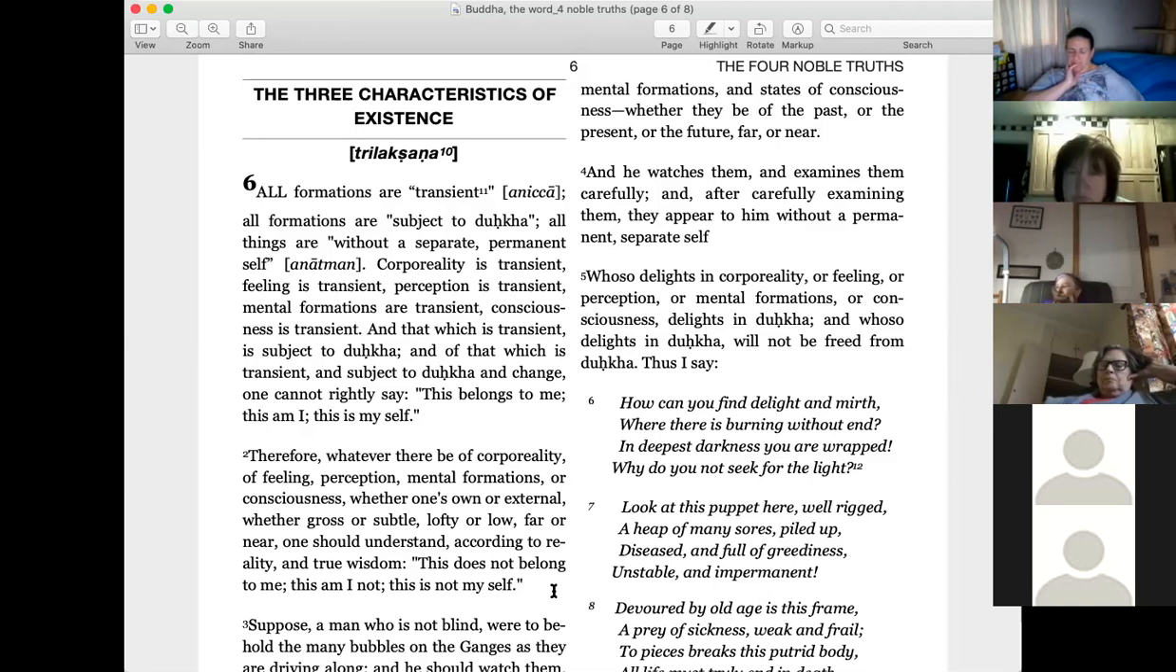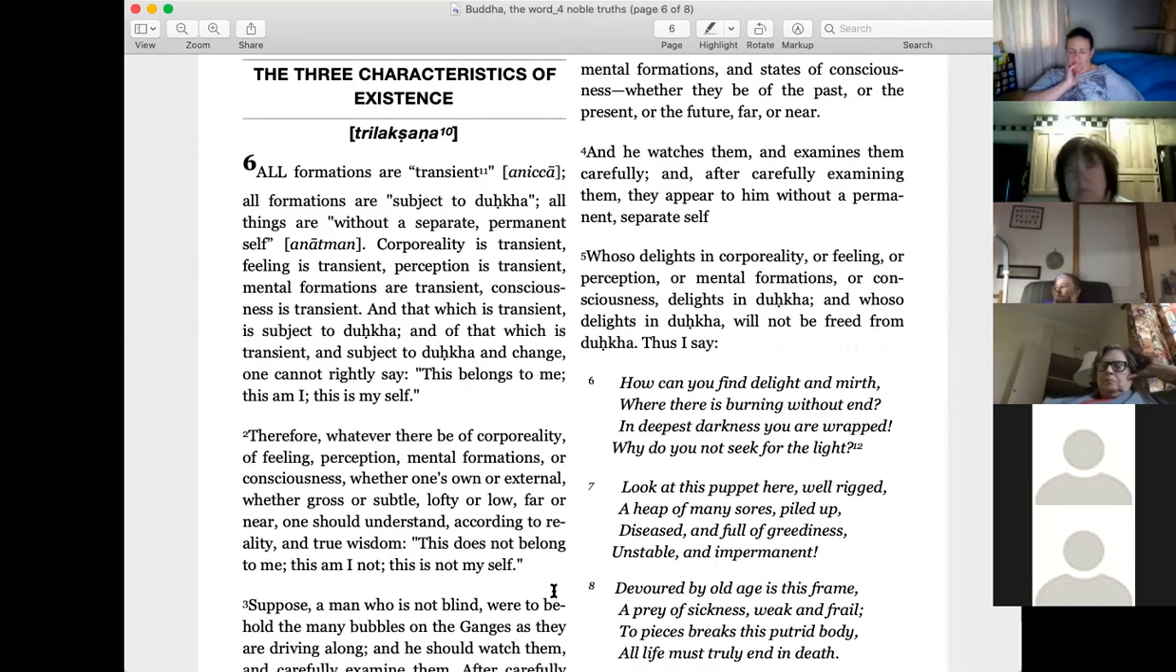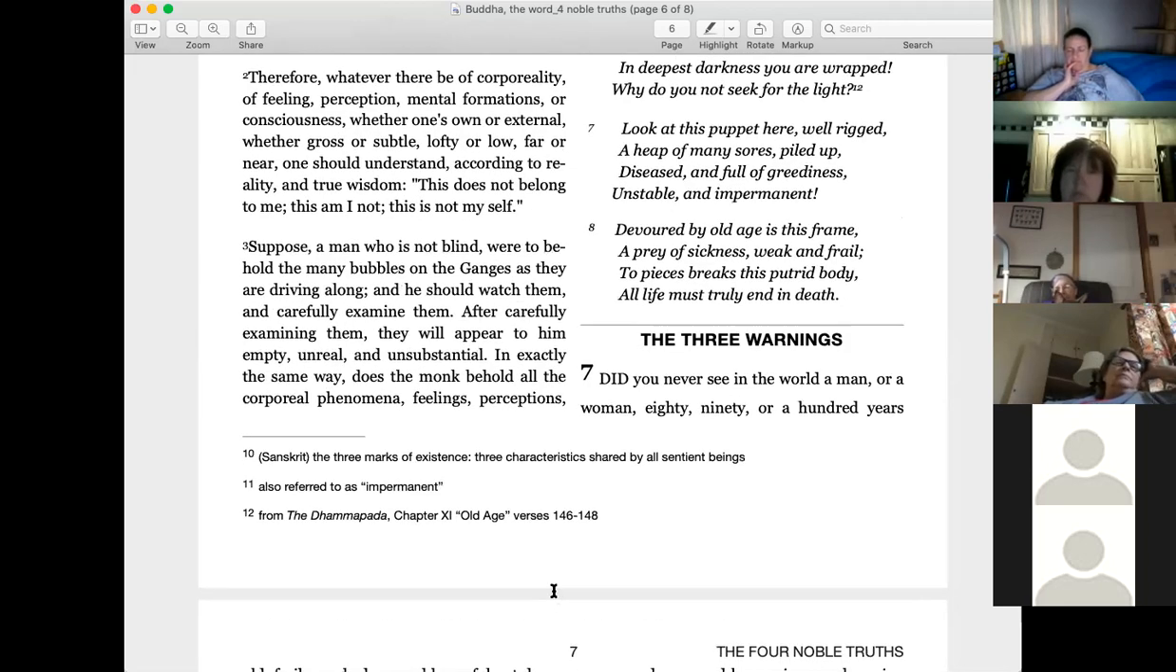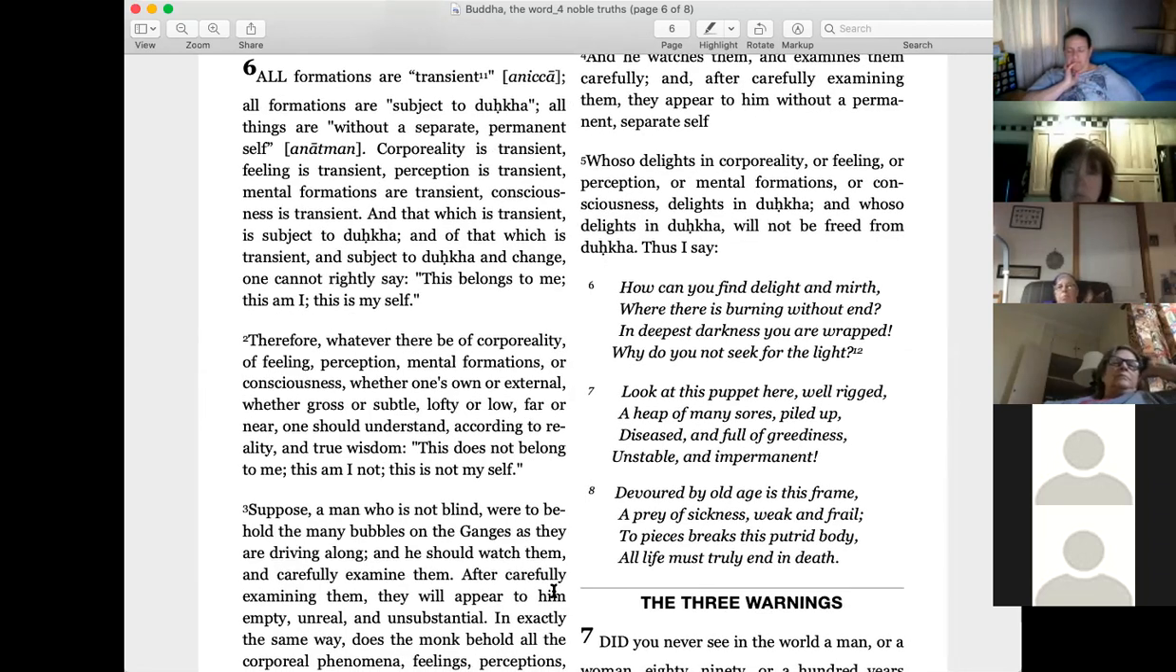And he explains, in this verse, which there's a collection of poems that the Buddha wrote. It's mostly consensus that he wrote these verses, and they relate to the teachings. So this comes from, I believe, his verse about old age. And he says, how can you find delight and mirth where there is burning without end? In deepest darkness you are wrapped. Why do you not seek for the light?